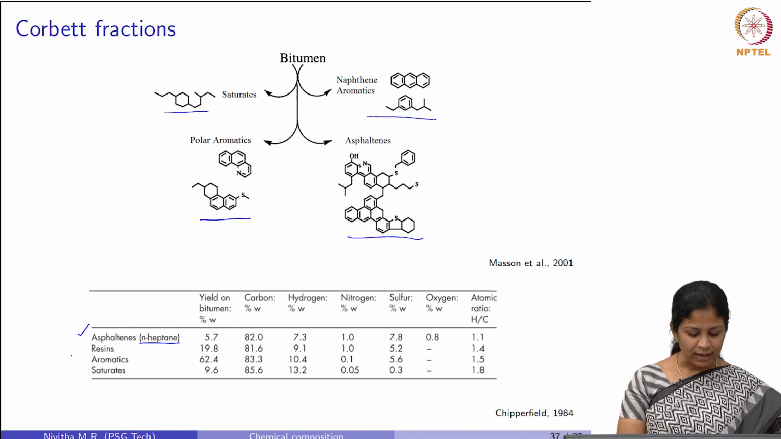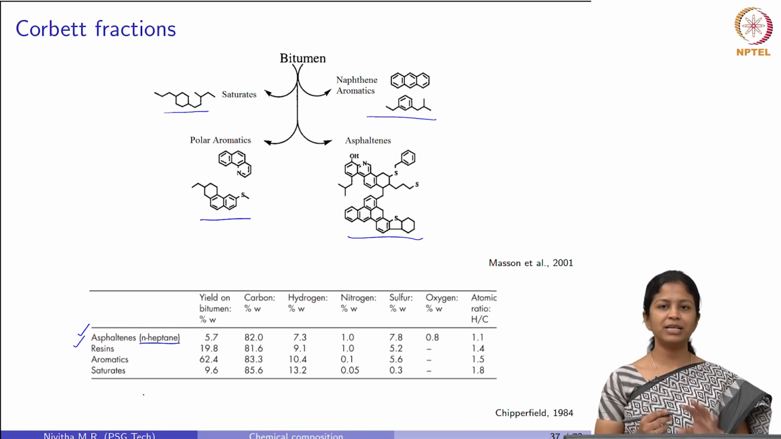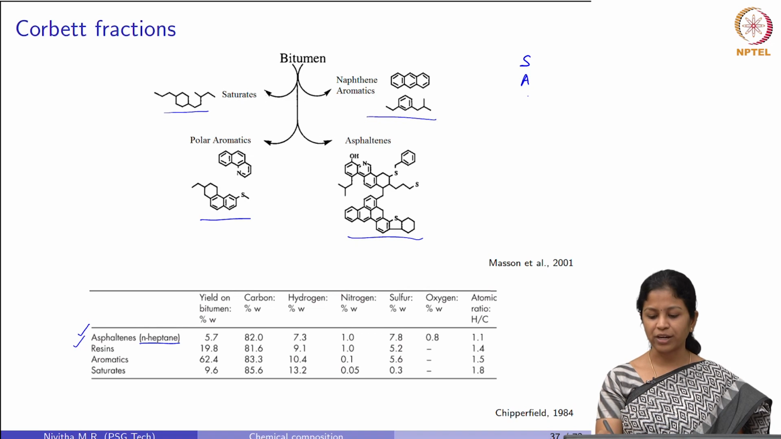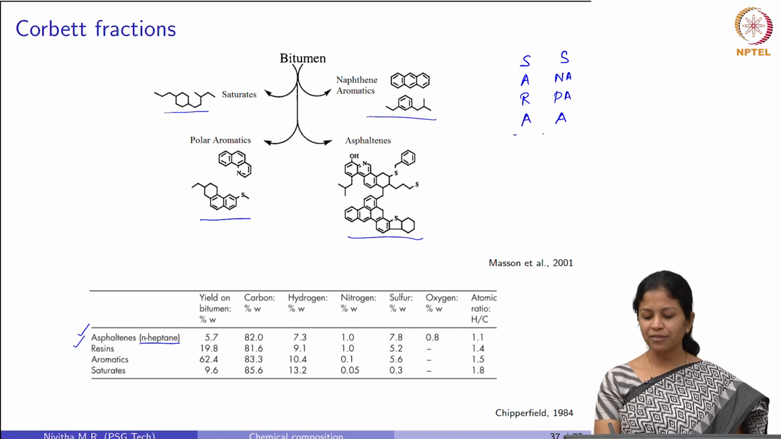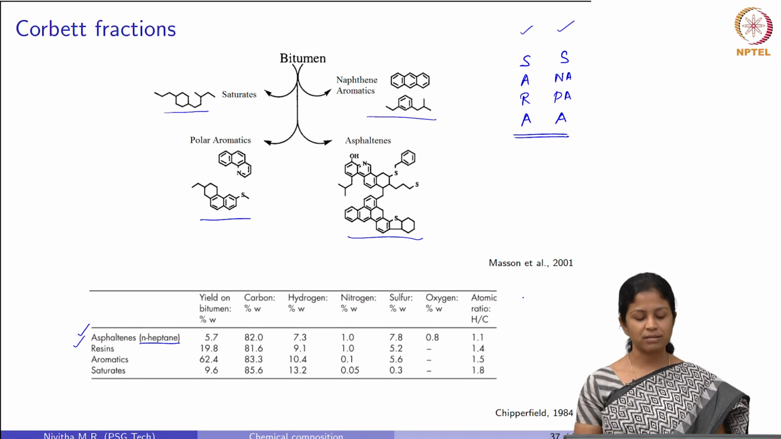And they have also said resins. These resins are nothing but the polar aromatics fraction. So, this polar aromatic fraction in some literature is also referred to as resins. This comes from crude oil literature where they have SARA fractions: saturates, aromatics, resins, asphaltenes, right, similar to saturates, naphthene aromatics, polar aromatics and asphaltenes. Again the fractions are similar, but we have to mind what is the solvent and what is the procedure which is used in both the cases.